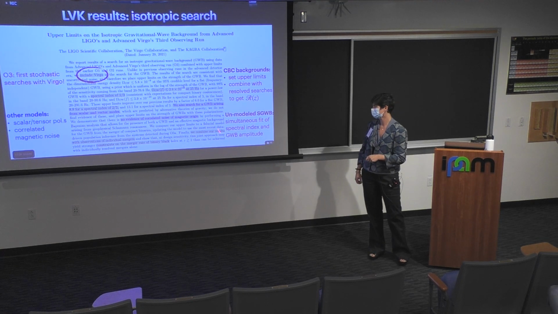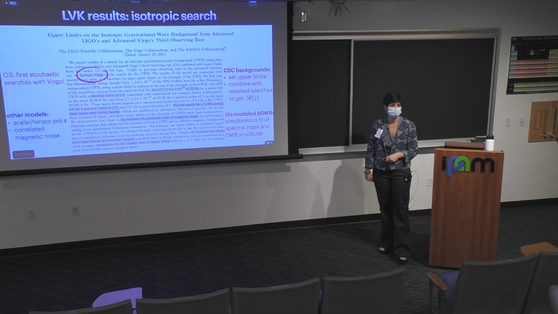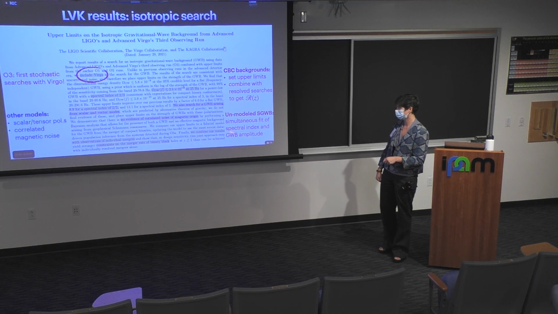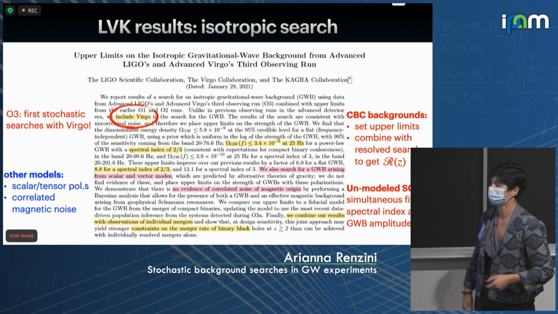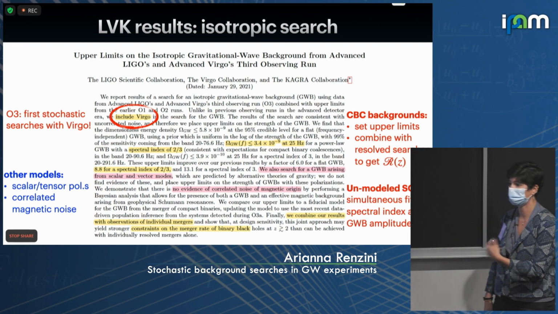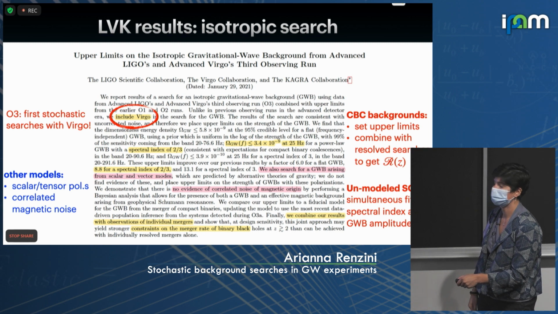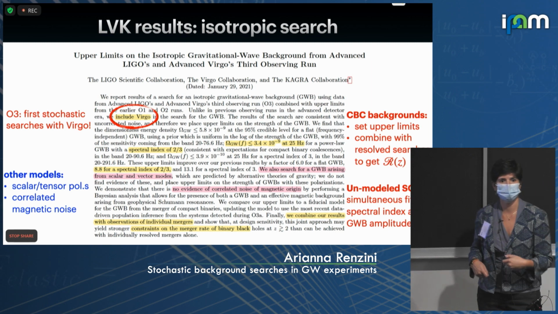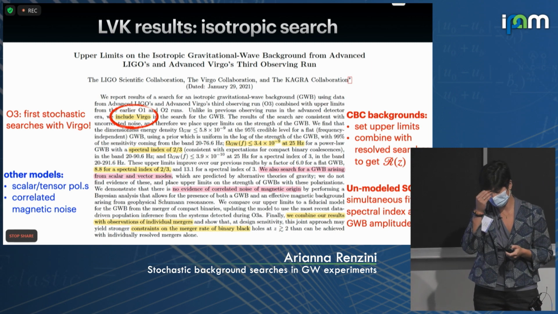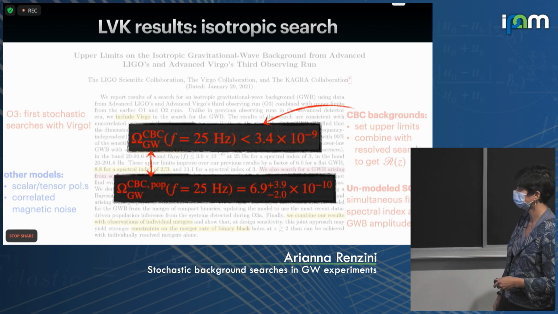informed merger rate. We then do an unmodeled search, if you will, so you can simultaneously fit for the spectral index and the amplitude of the gravitational wave background. So that is also in this paper. And then you can take it and run with it. You can go and test whatever models you want. The models that we present in this paper are non-GR polarization modes, and also, is there correlated magnetic noise coming from the magnetic field of the Earth that leaks its way into our detectors.